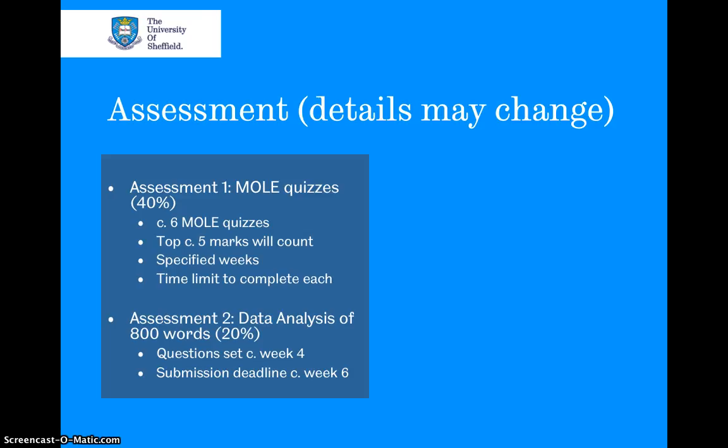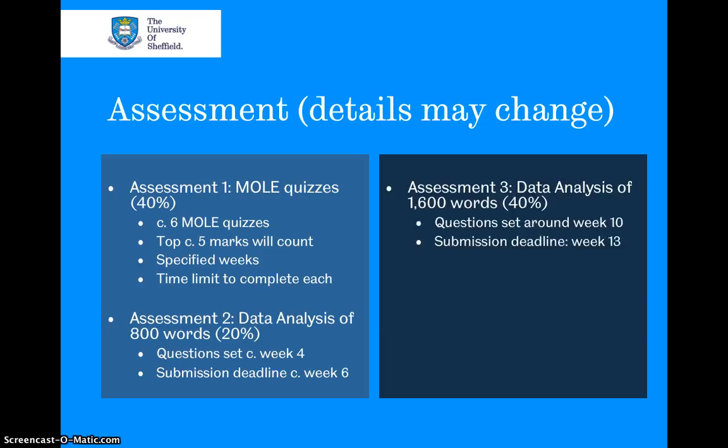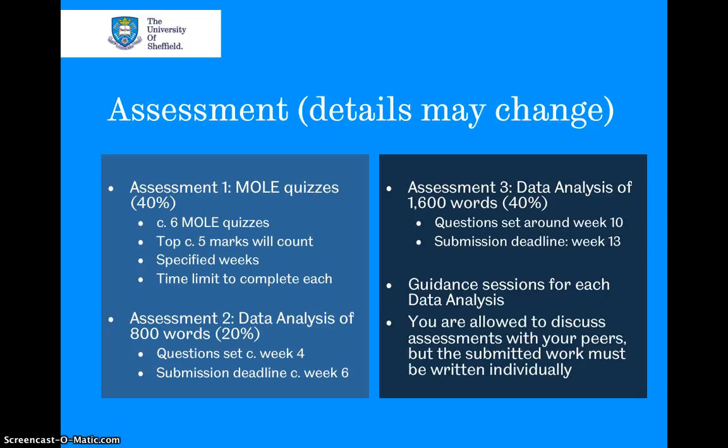Assessment 2 will be a data analysis of around 800 words, which counts for 20%. The questions will be set around week 4 and you will be required to submit around week 6. This will get you practicing writing out phonological analyses in your own words. Leading on to the final assessment at the end of the teaching for the module of data analysis of 40%, which will take around 1600 words, to be submitted in around week 13. There'll be guidance sessions on each of the data analyses, and you're allowed to discuss the assessments with your peers, but the submitted work must be written up individually.